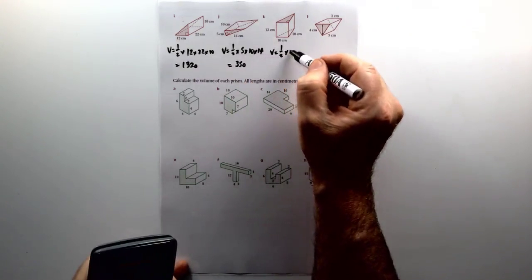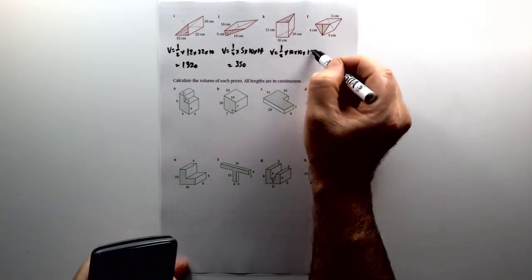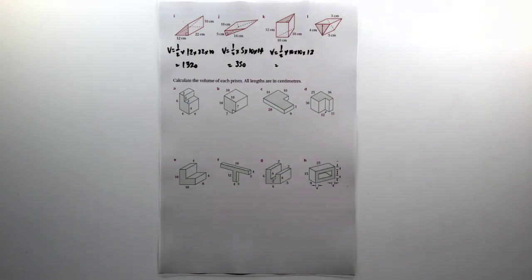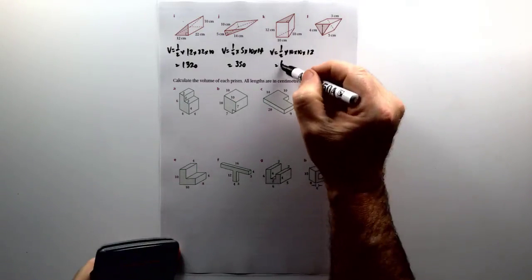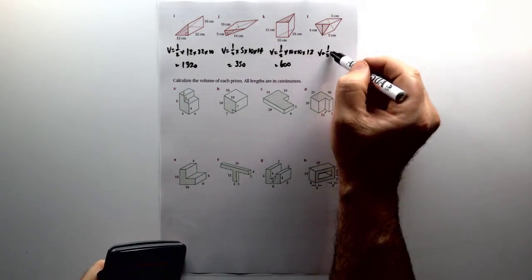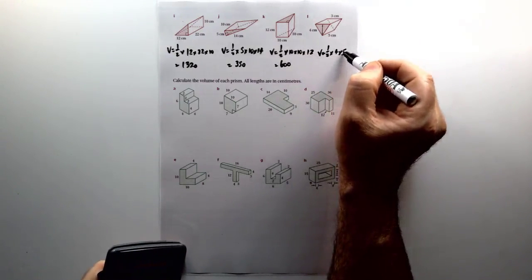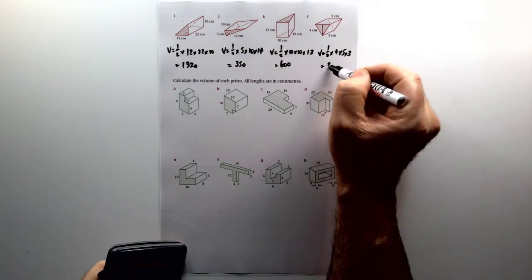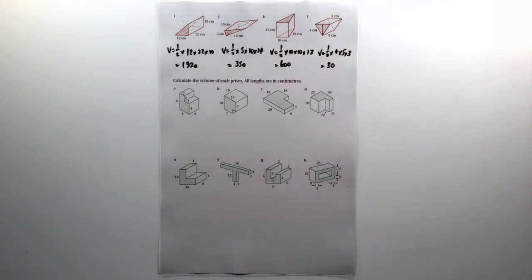Again, half times 10 times 10 times 12. Okay, so what's that going to be? 50, so that should be 600 there. Okay, and again, a half times, and multiply the 3 together. That should give us 30.